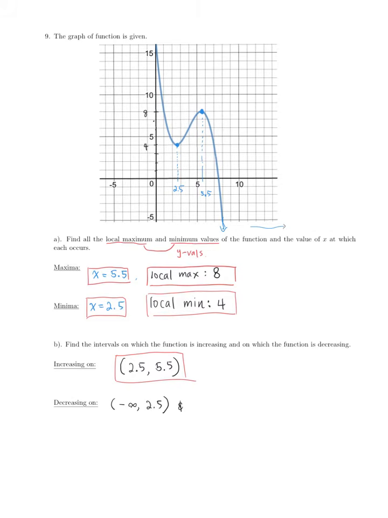So here your answer is going to be open 5.5. Oh, wait a minute. Decreasing, right? Oh, yeah, I'm right. So decreasing on (5.5, positive infinity), because you're looking at an x value, not the y value. So let me just box that. Okay.